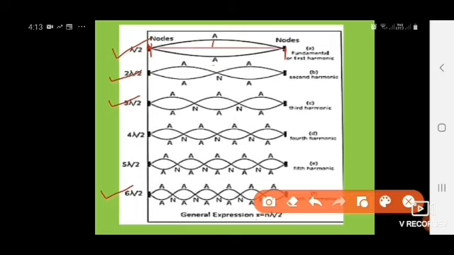And in the second case, there are two loops, having length L equal to 2 lambda by 2, means L is equal to lambda. So similarly we get all the modes: fundamental, first overtone, second overtone, third overtone, fourth overtone, and so on. So students, we will explain in detail in the next slide.